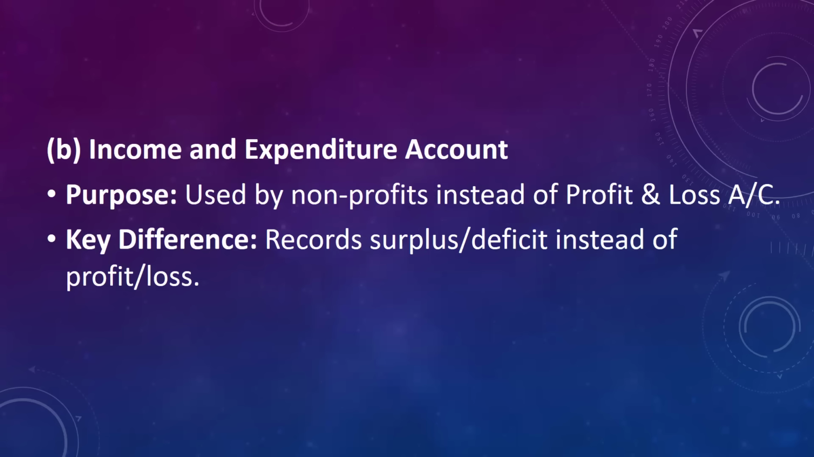The income and expenditure account, you just need to know what it is. It's like the non-profit organization's version of the income statement. Non-profit organizations don't use the words profit and loss because they're not trying to make a profit. Instead, they use the words surplus and deficit. If you have a surplus, it means you have more money than you spent. If you have a deficit, it means you have less money than you spent. So instead of calling it an income statement, they call it an income and expenditure account, but it's practically the same thing.